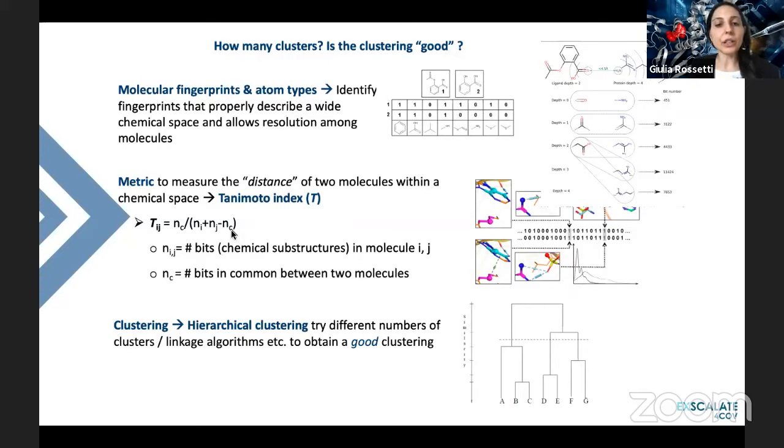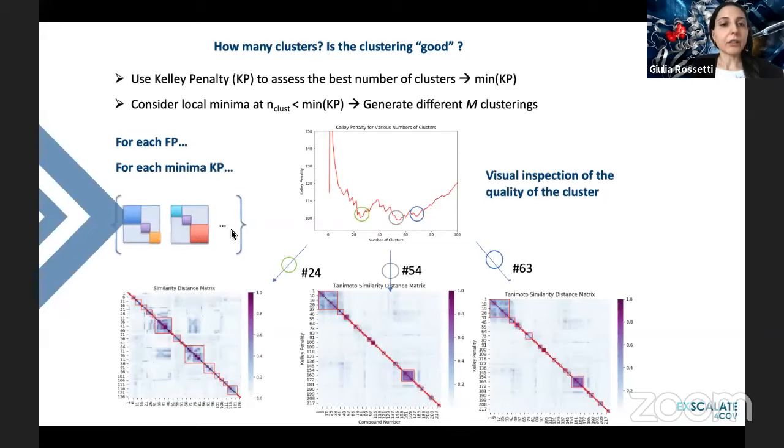So what we have done in Jülich, we have set up an automatized protocol that allows us to test all the possible fingerprints, all the possible numbers of clusters in your hierarchical clustering, and all the possible metrics that tell you in a visual way what is the best clusterization given the chemical space that you have as an outcome of your screening. And the visualization is this kind of matrix where on the diagonal you have all the clusters and each square is colored according to the chemical similarity. So you can immediately see which are good and bad clusterizations. In other words, you can immediately see which are the clusterizations that minimize the difference within the clusters, maximizing the ones across the different clusters.